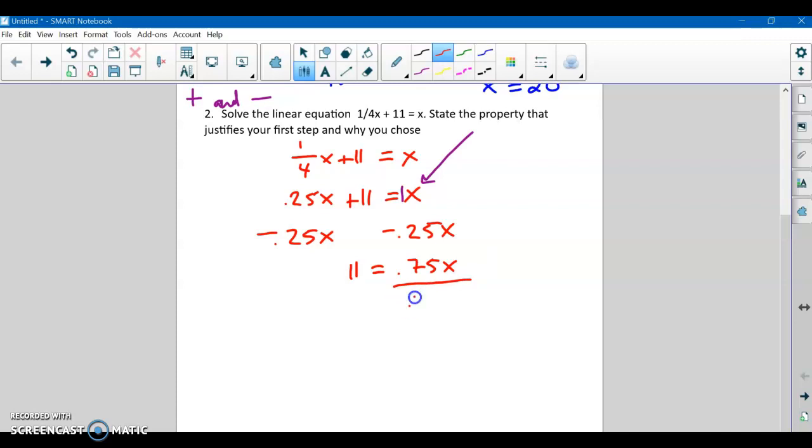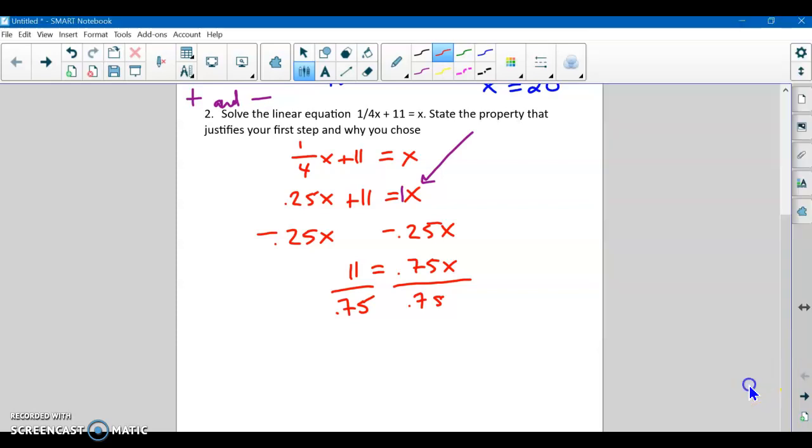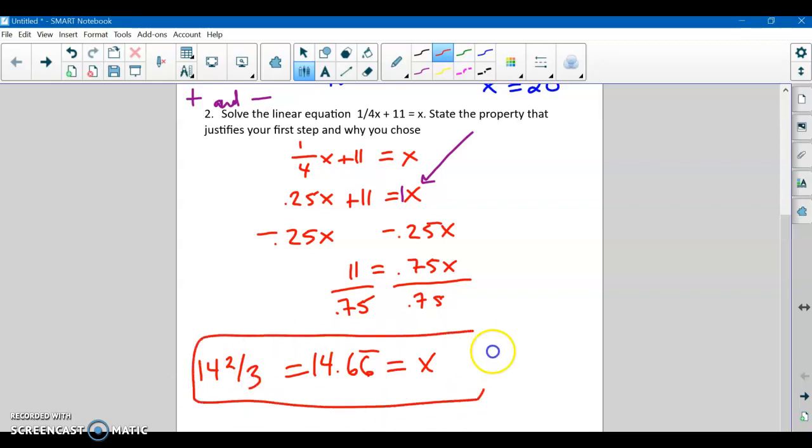So we need to divide both sides by 0.75. And when we do that, we're going to get 11 divided by 0.75 is equal to 14.66. So x is equal to 14.66 repeated. Now, if you used the fraction version, 1/4, you should have gotten 14 2/3. Either of those answers are completely acceptable.